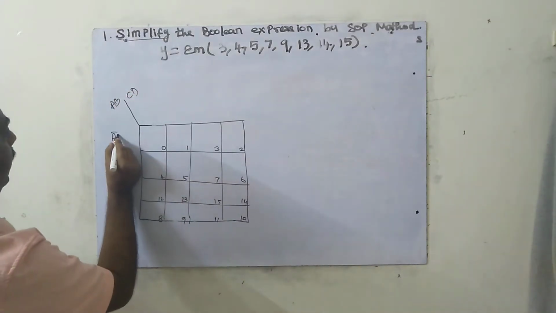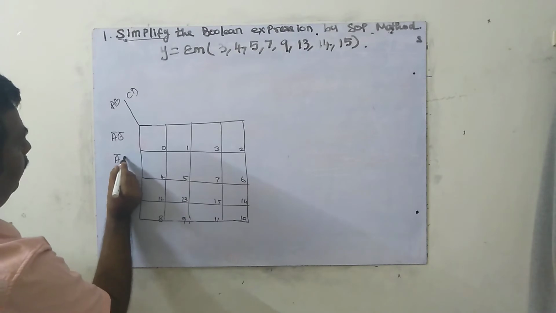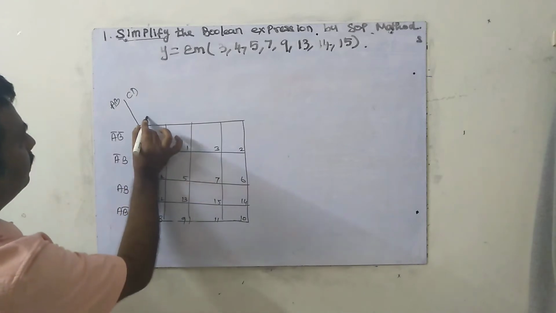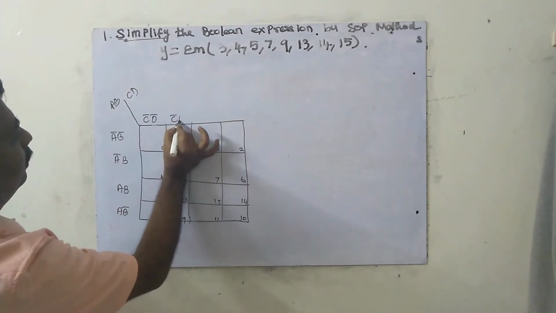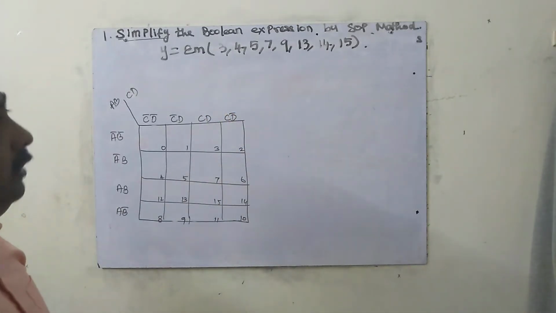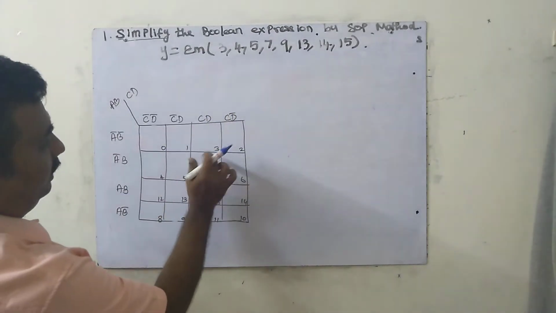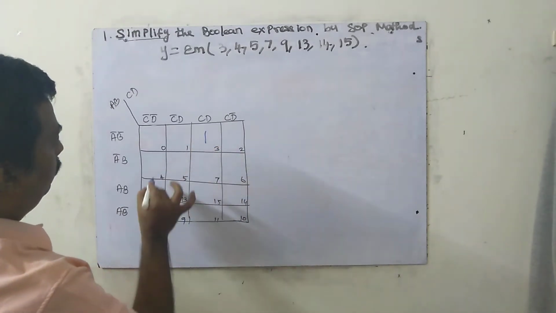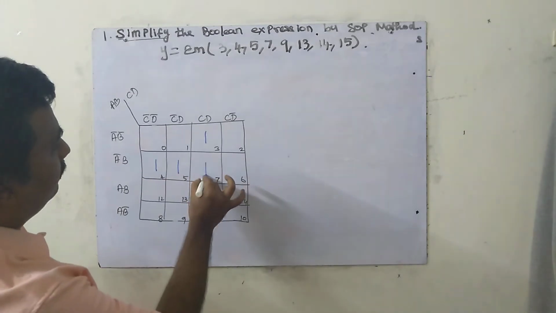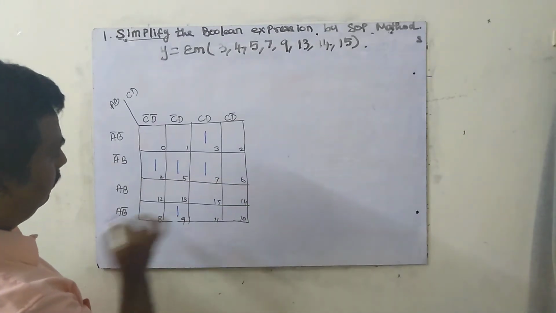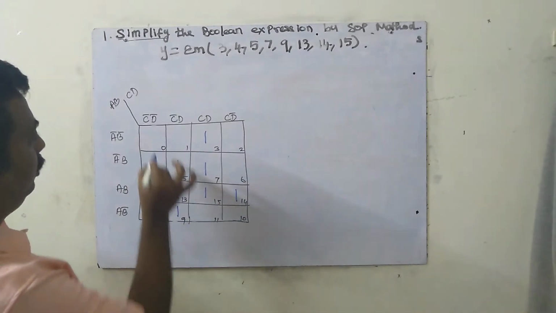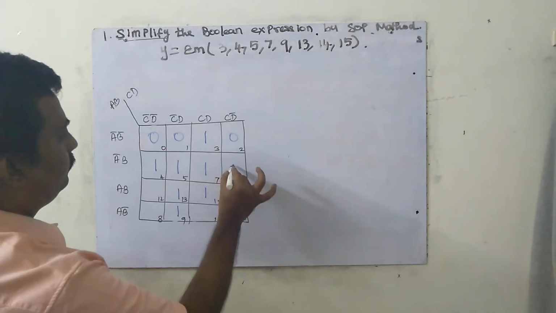This is A bar B bar, A bar B, A B, A B bar, C bar D bar, C bar D, C D, C D bar. So which locations are we having 1 at? We are having 1 at 3. Next 4. Next 5. Next 7. 9. Next 13, 14, 15. So all the remaining are 0.